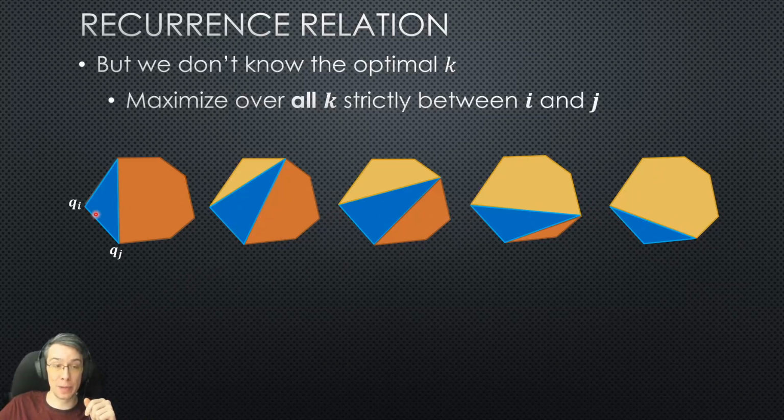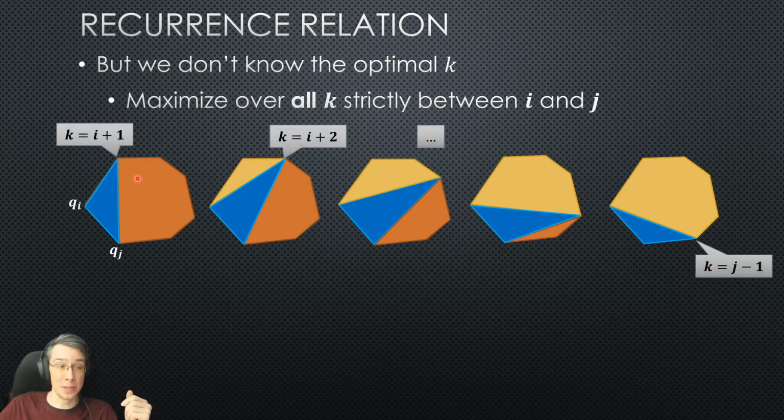We try all the different possibilities for choices of qk, and for each of these, we're going to compute the recurrence that we saw on the previous slide that assumes that k is optimal. For one of these choices of k, this will be a triangle that appears in the optimal triangulation. So here's k equals i plus 1, k equals i plus 2, i plus 3, and so on, all the way up to j minus 1, and this next point is qj.